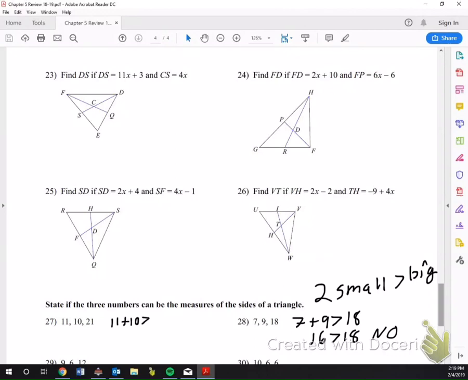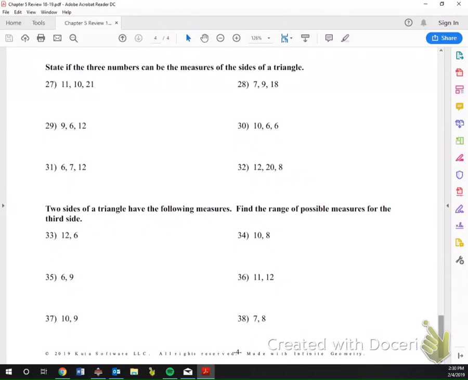Now look at number 27. Why I'm doing this one is because it shows that it has to be larger than. Here they're equal to each other. Still can't happen. Okay, number 28, or number 30, we have 6 plus 6 is greater than 10. 12 is greater than 10. That's true.